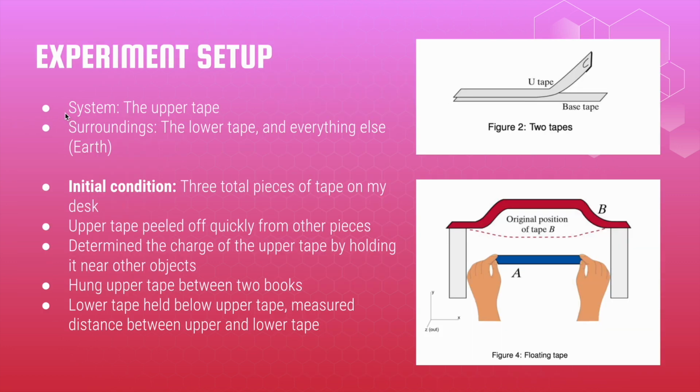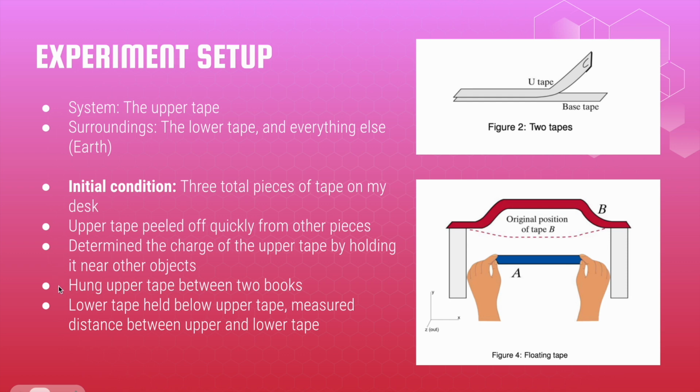I said that the system was just the upper tape and the surroundings were the lower tape and everything else, and I include the lower tape here because it was acting upon the upper tape and making it rise up. The initial condition was 3 total pieces of tape on my desk. I peeled the upper tape quickly off from the other pieces, and I determined the charge of the upper tape by holding it near other objects, and I found that it was positive.